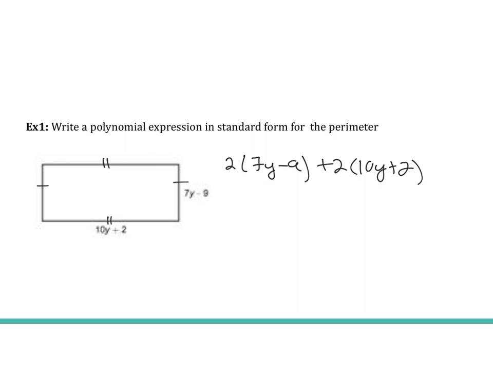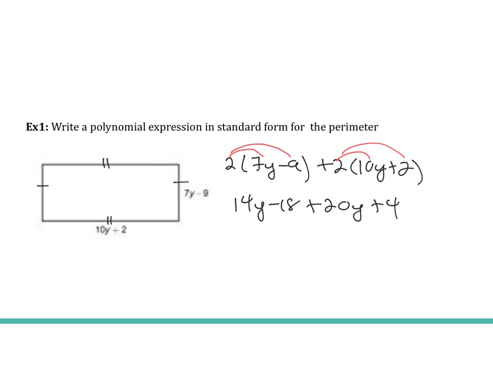Now that I have an expression written, we want to do some simplifying. So I'm going to start by multiplying. We're going to multiply our monomial on the outside by the binomial on the inside. And when I multiply that together, we're going to get 14y minus 18 plus 20y plus 4.